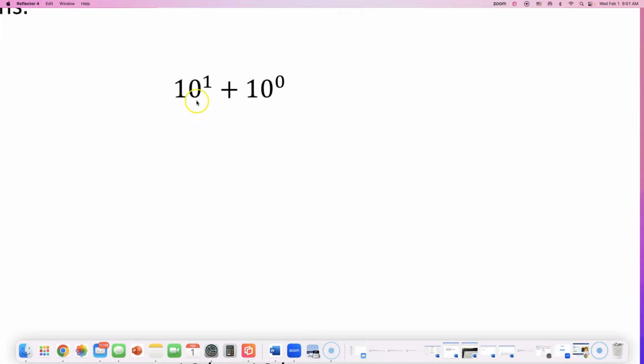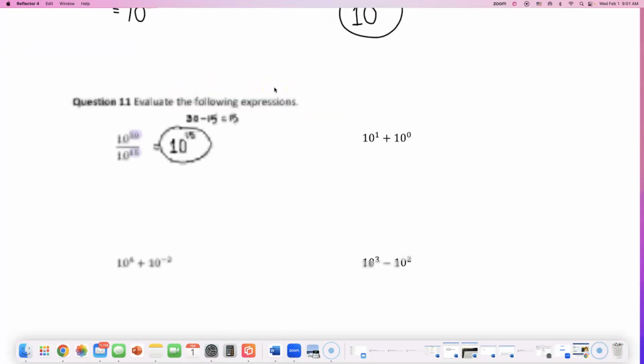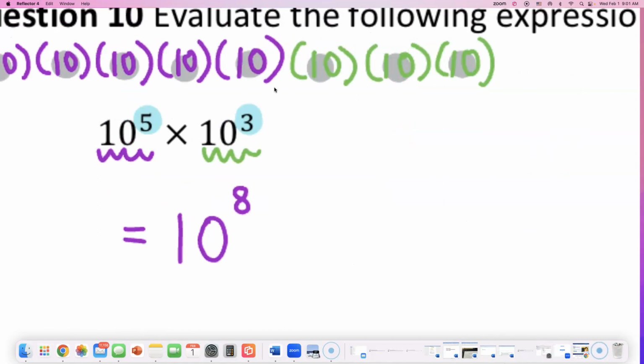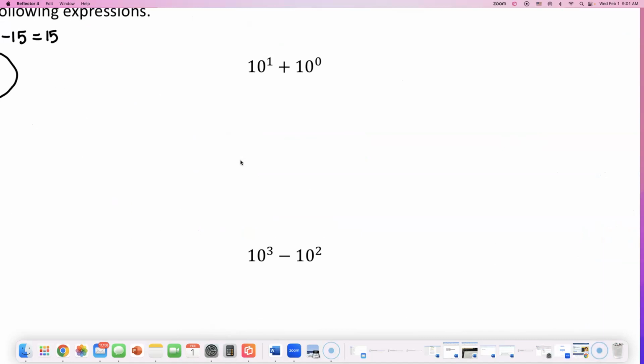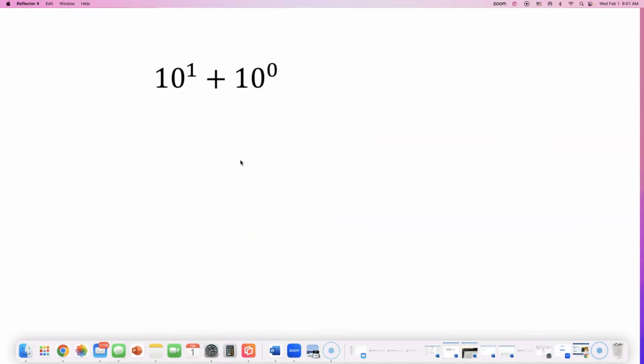We're adding 10 to the first power plus 10 to the 0 power. When we are adding powers, we cannot add exponents. Remember, we added exponents, like over here, we added this 5 plus 3 to get 8 when we multiply powers, okay? But when you're simply adding powers, like this one down here, that rule of adding exponents does not work. So you have to do individual pieces, like do what that purple is, and figure out what this yellow is, and really just add them together.